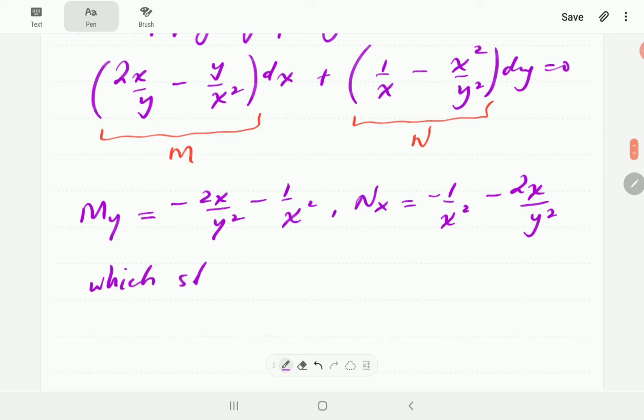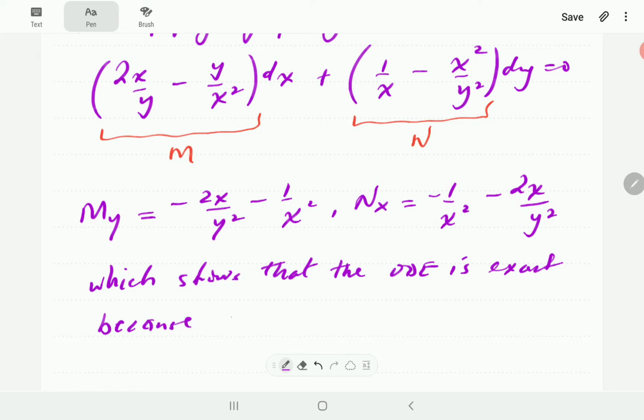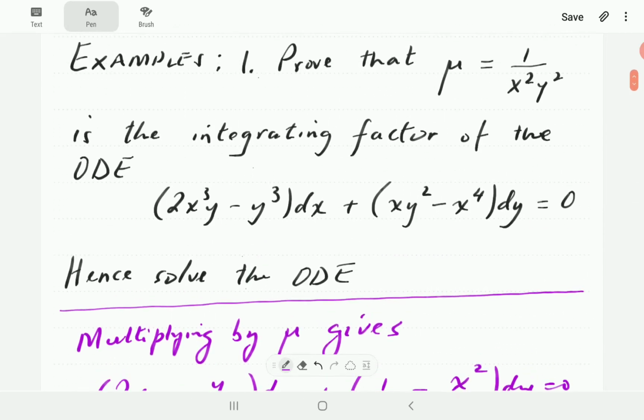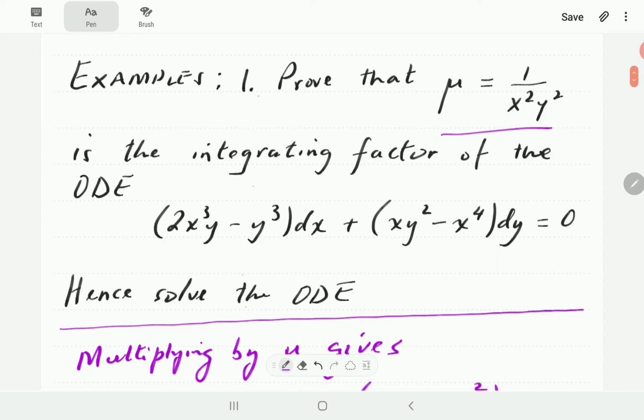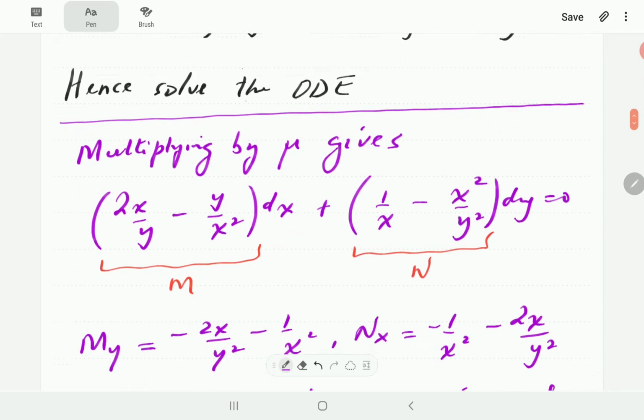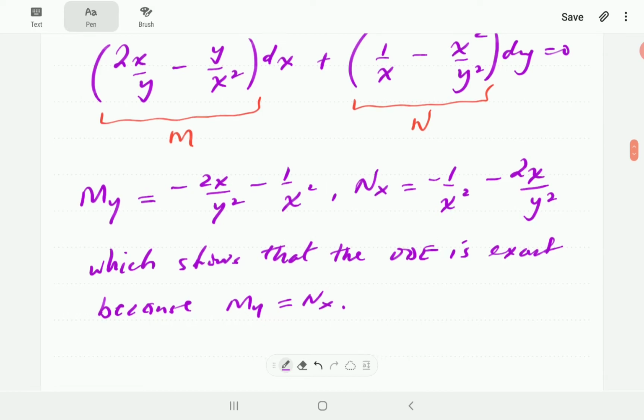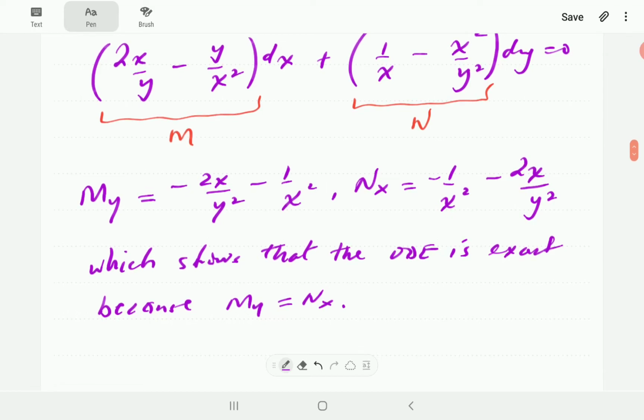Which shows that the ODE is exact, because M_y is equal to N_x. So that proves the first part of the question. So remember, I wanted to prove that this function here is the integrating factor. Then for the second part, we are now going to want to solve this equation using this information.